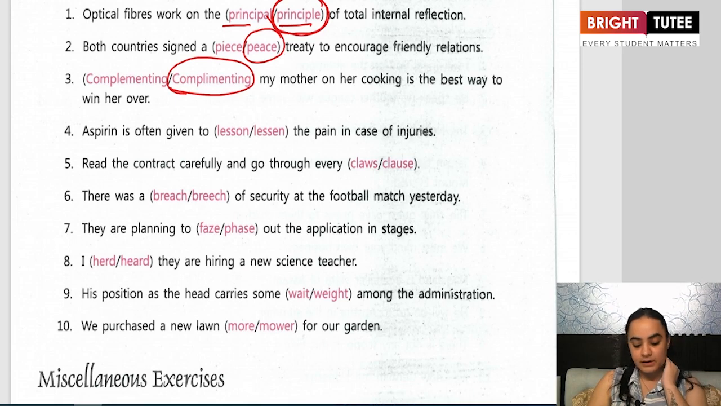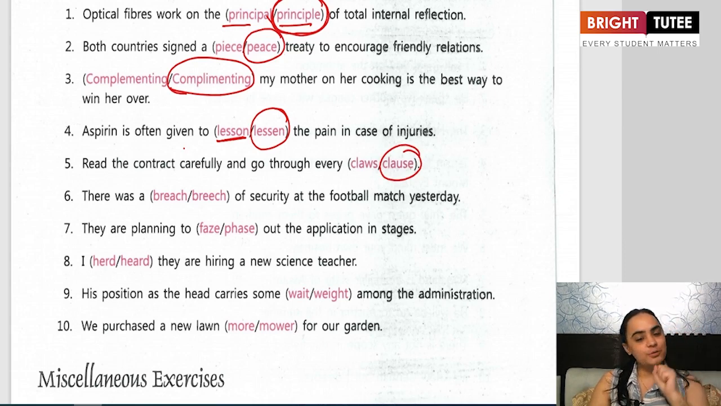Aspirin is often given to lessen the pain in case of injuries. Two lessons are given to you. This is the lesson that we learn or we teach, and this is to reduce, so lessen the pain. Read the contract carefully and go through every clause. CLAWS means the claws of the animals, and this is the clause, whatever conditions are given.